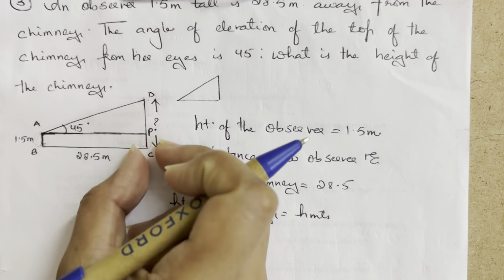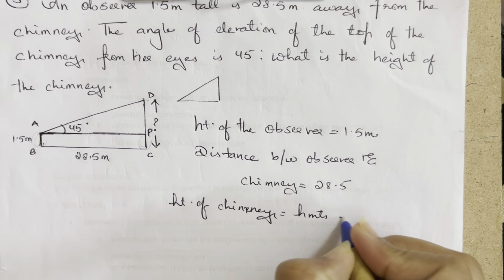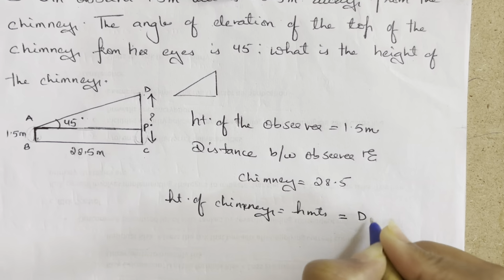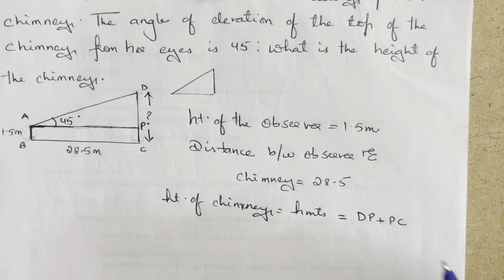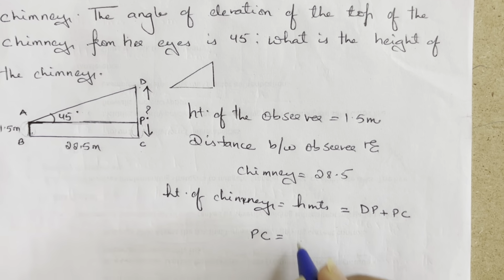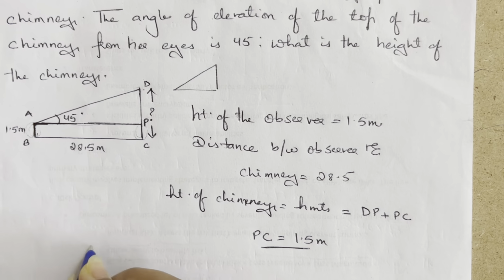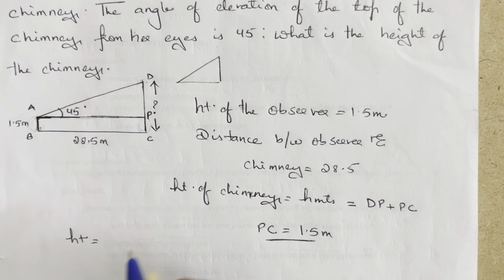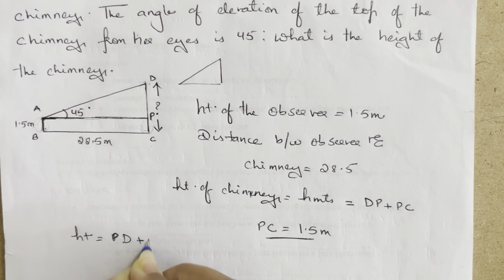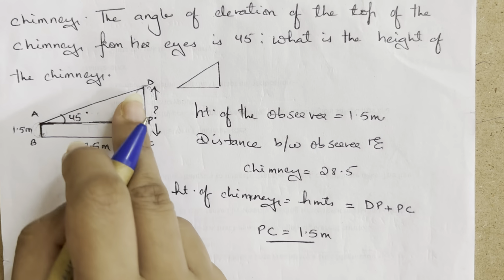Now from this complete height, I know a certain part is 1.5, isn't it? So I will also write the height of the chimney is DP plus PC, isn't it? And the PC is equal to the height of the observer, which is 1.5 meters. So we know the height of the chimney is equal to DP plus 1.5 meters. Now we're just supposed to find out this height, which is DP.